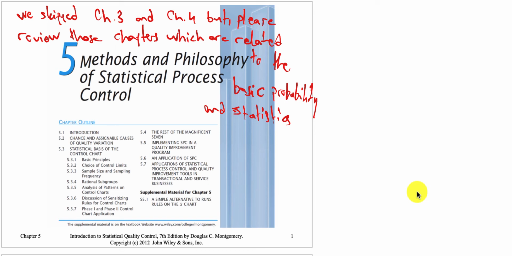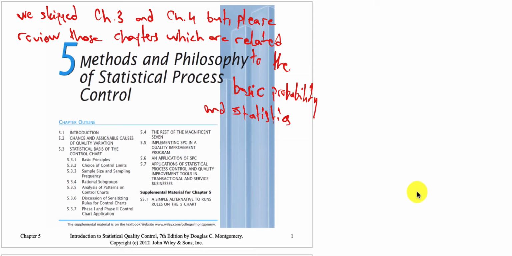Hello everyone, this is lecture 3 and it is chapter 5 in the textbook. As you know, we have reviewed chapter 1 and chapter 2 of the textbook, but right now we are continuing with chapter 5 here.